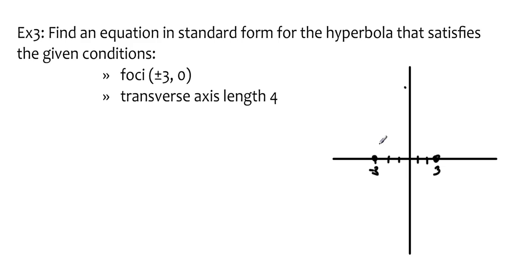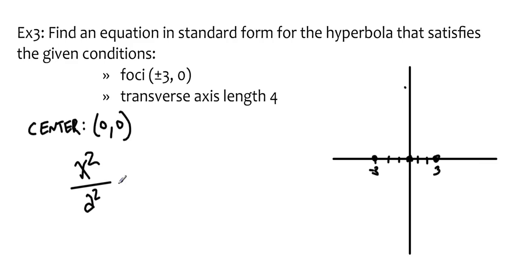So our center is halfway in between those. So our center is going to be at the origin. Okay, that's useful to know. So that tells us a couple of things. It tells us that we're going to have just an x squared and a y squared. It also tells us that because of the focus points, it's going to be opening left and right. So it's going to be of the form x squared over a squared minus y squared over b squared, and then 1 on the right side of the equation. Okay, we still got to find our a and our b values though.